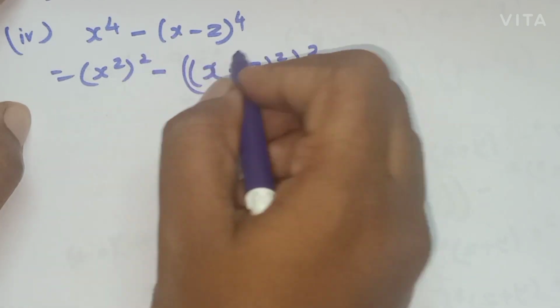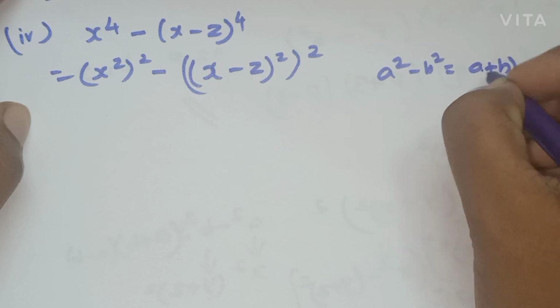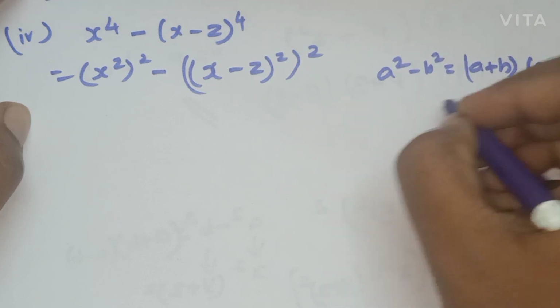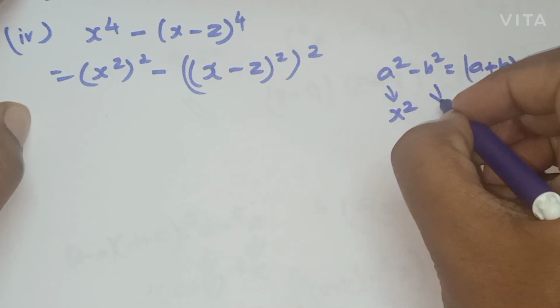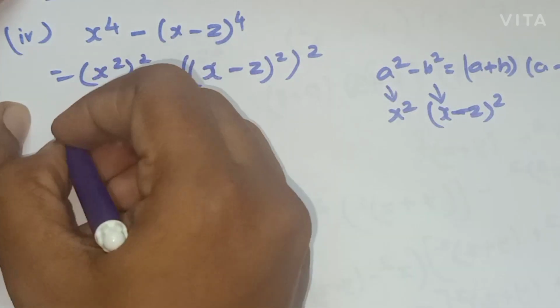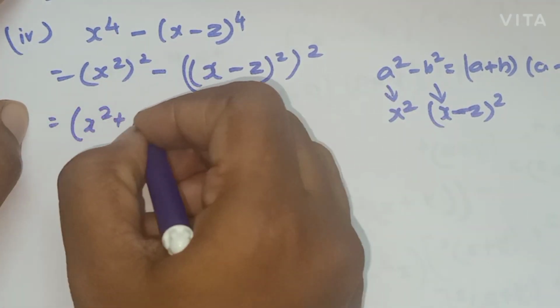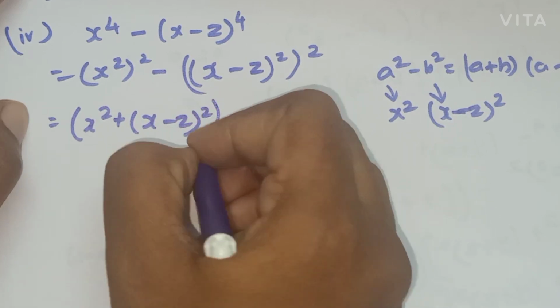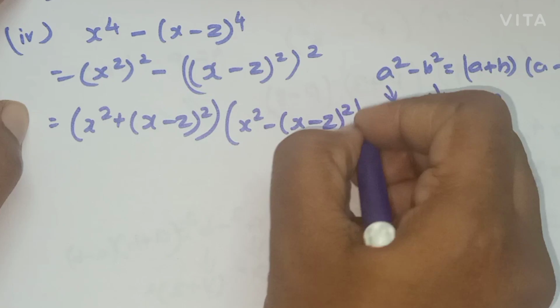So it is of the form a square minus b square. So a square minus b square equals (a plus b) into (a minus b). In the place of a we have x square, in the place of b we have (x minus z) the whole square. So this is equal to (x square plus (x minus z) the whole square) into (x square minus (x minus z) the whole square).